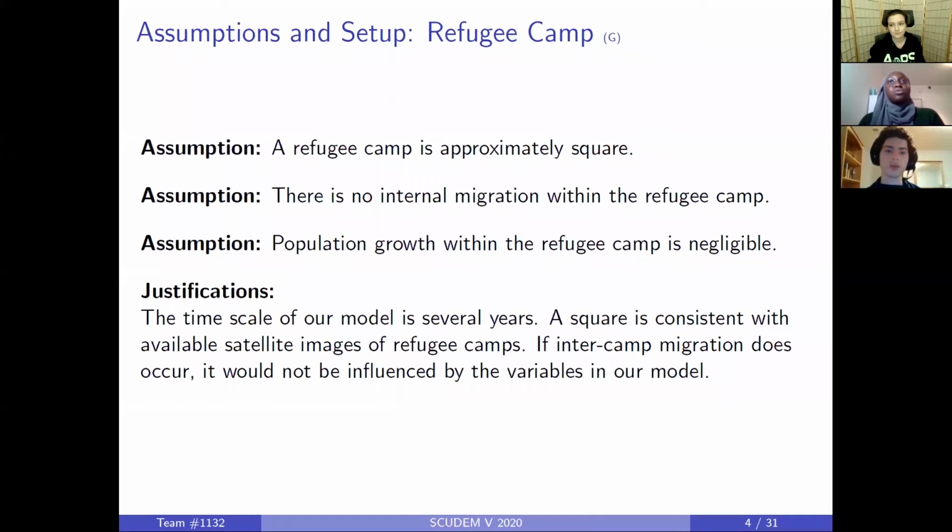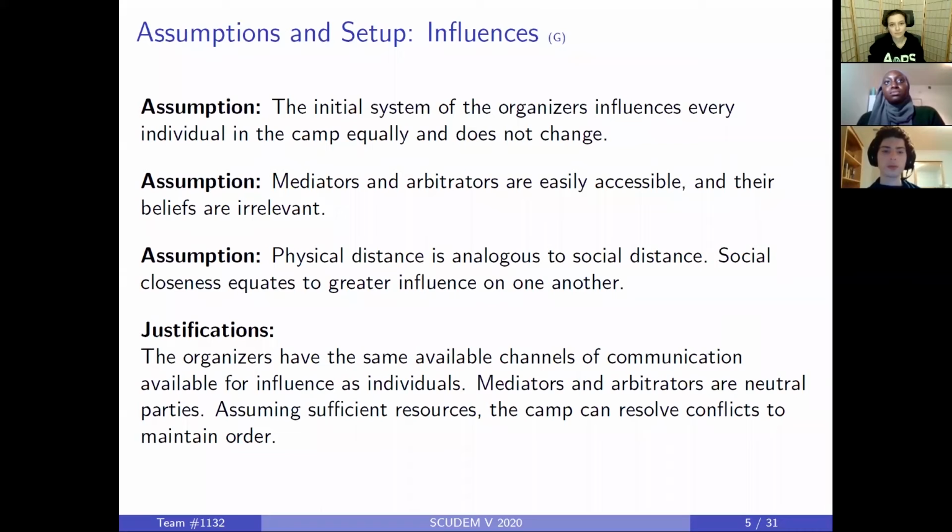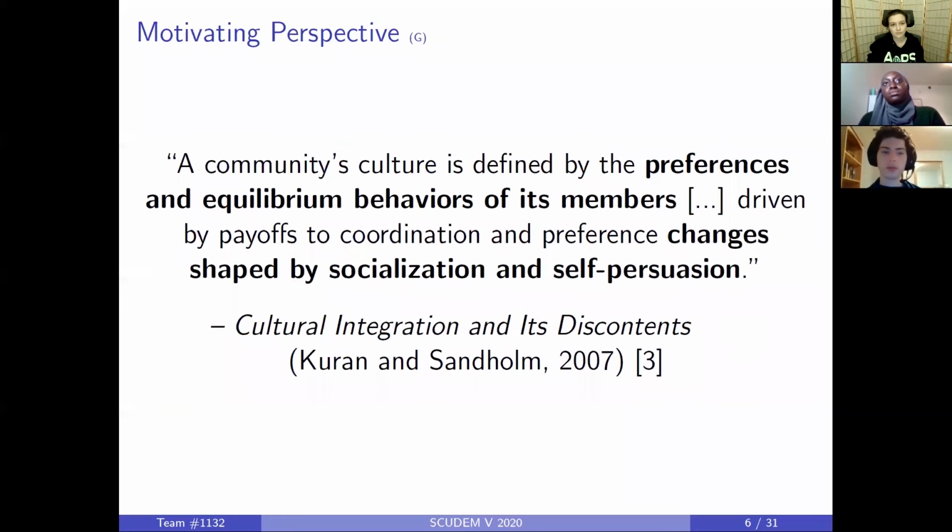Some of our assumptions for refugee camps are: a refugee camp is approximately square, there is no internal migration within the camp, and population growth within the refugee camp is negligible. Some assumptions for influences are: the initial setup of the organizers influences every individual in the camp equally and does not change. Mediators and arbitrators are easily accessible and their beliefs are irrelevant. Physical distance is analogous to social distance, and social closeness equates to greater influence on one another. Here's our motivating perspective.